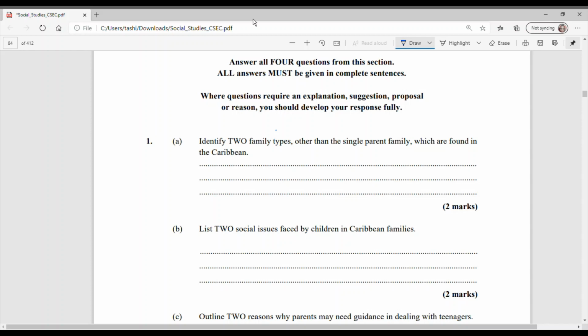Okay, so number 1 says identify 2 family types other than, which means not including, single parent family, which are found in the Caribbean. So apart from single, we have nuclear family, we have extended family, we also have sibling family. So you can put any 2 that you remember at the time and you would have gotten your mark.